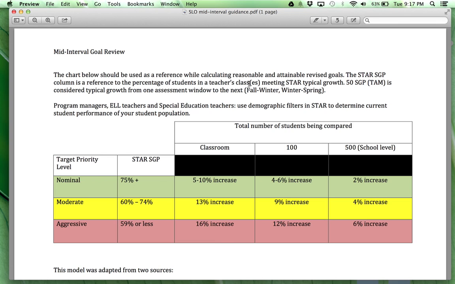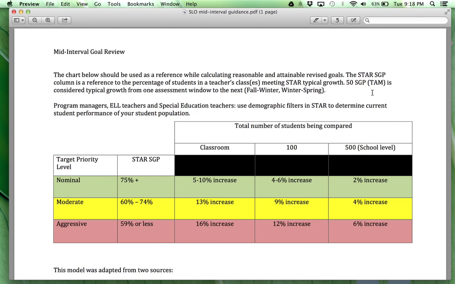And at the school level, so this would be the building principal level SLO, let's say that 59% or less of your students across your entire building, so across multiple classrooms, are meeting their growth goal. That would be a 6% increase. So you follow that up through moderate and nominal, and you can take a look and see that that is basically how the goal setting criteria break down. So, for instance, if you have a classroom where 75% of your students are meeting typical growth according to SGP in STAR, you would want to set a goal that is only 5 to 10% higher.